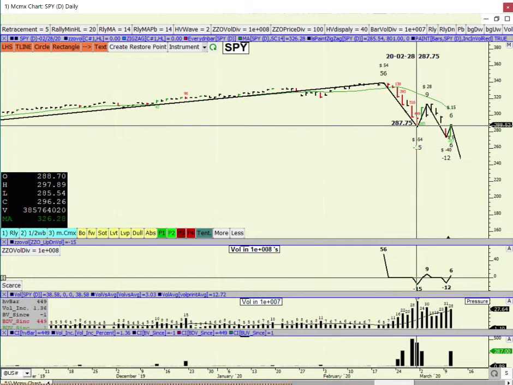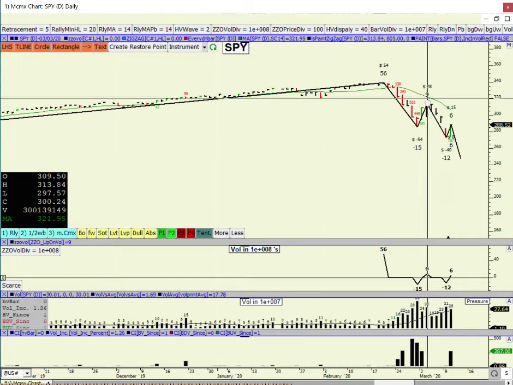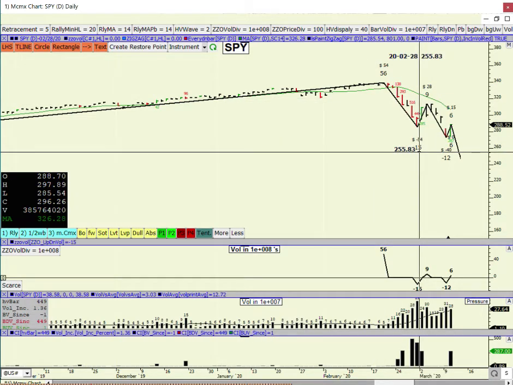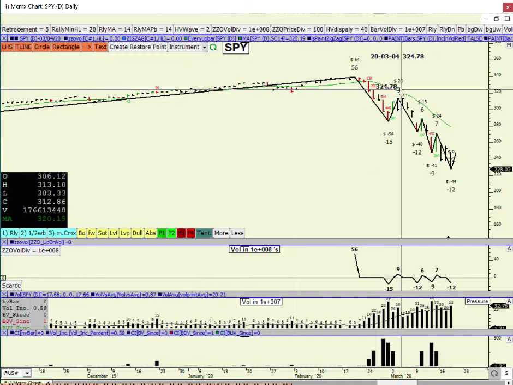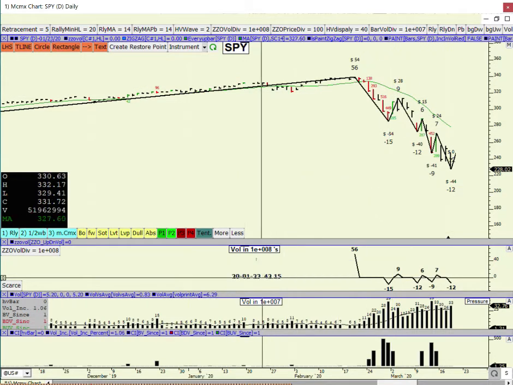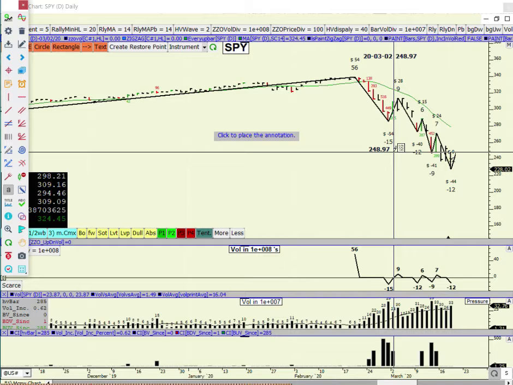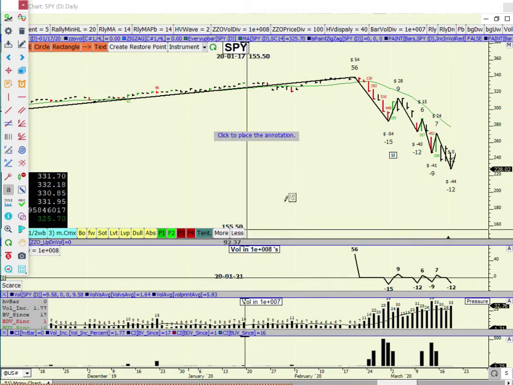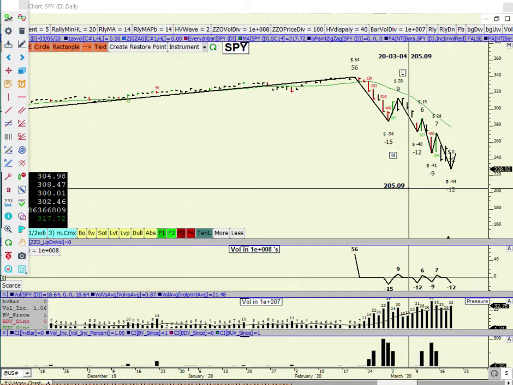Now we're going to flip it and compare the down waves to the up waves. 54 down and 15 up compared to 28 up and only 9 down. So this is more and this is less. Get it?